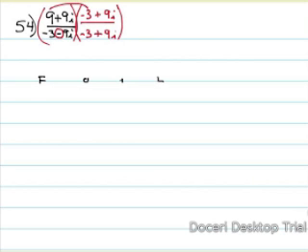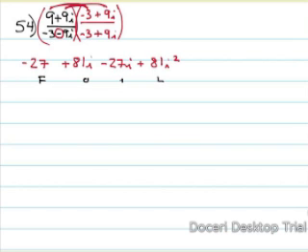So for the top, 9 times negative 3 is negative 27. 9 times positive 9i is plus 81i. 9i times negative 3 is negative 27i. And 9i times 9i is 81i squared. Positive.